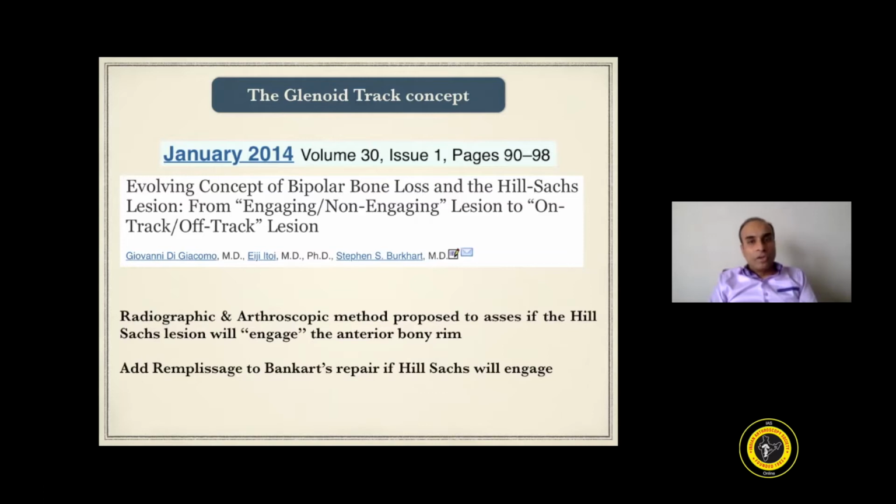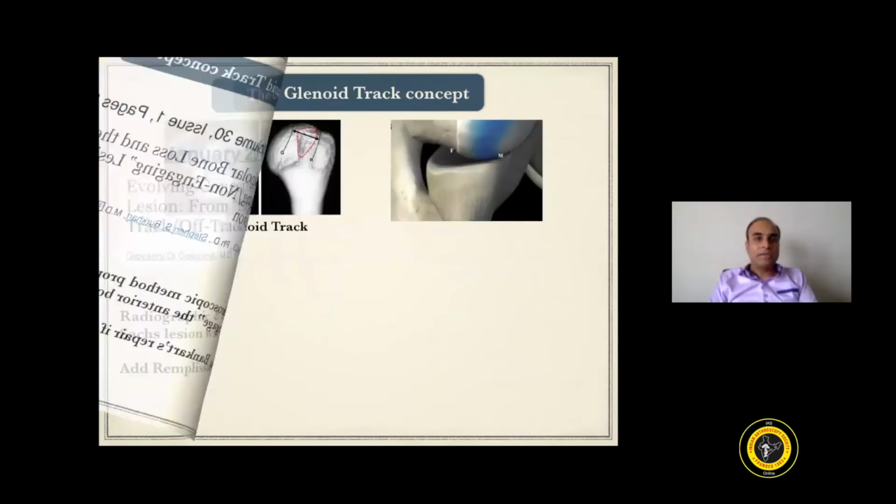Now, the rule book says that you need to do something about the Hill-Sachs lesion if it engages or if it is off track. So what is it that you do? The most commonly done thing is to add remplissage to a Bankart's repair if a Hill-Sachs will engage. What is remplissage? Literally the term means filling up. So what do we do here? We fill up the Hill-Sachs defect with the posterior capsule and infraspinatus tendon. And that's what we're going to look at in the next few minutes.